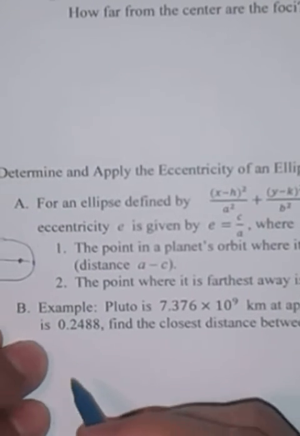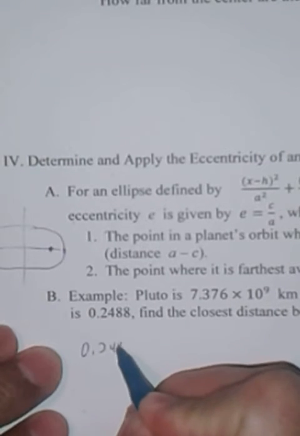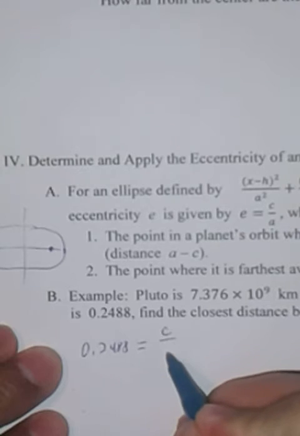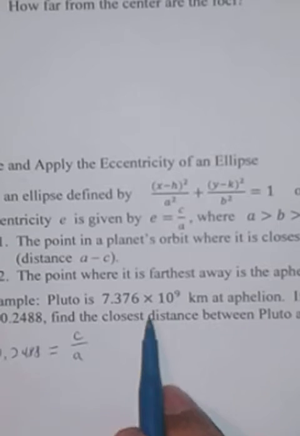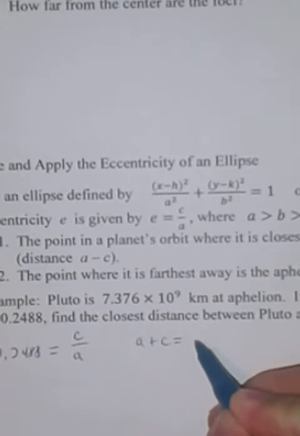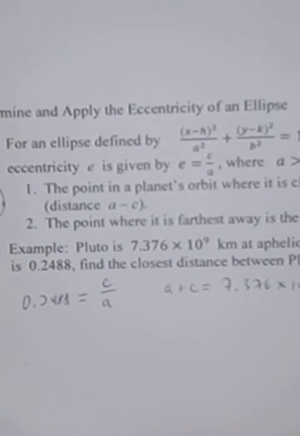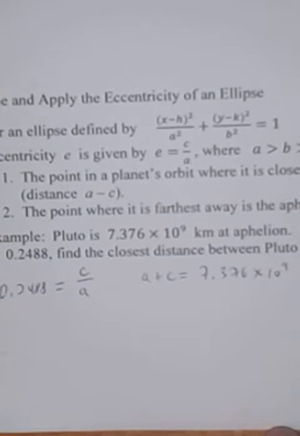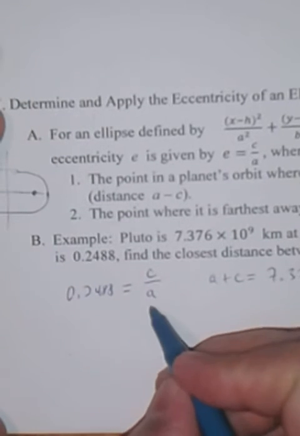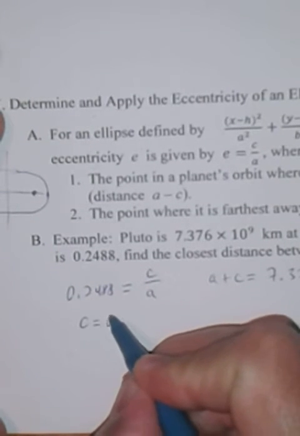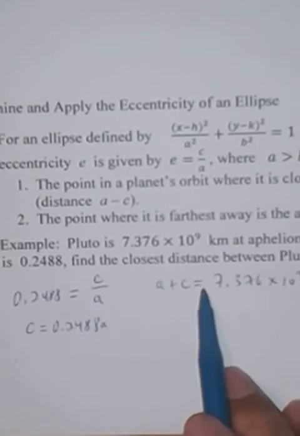All right, so here's what we have. The eccentricity 0.2488 is c over a, and at aphelion, that means a plus c is 7.376 times 10 to the 9th power. So that's really a system of equations. I'm going to solve one of these for one of the variables. If I multiply by a, c is 0.2488a, and then I'm going to replace that over here.